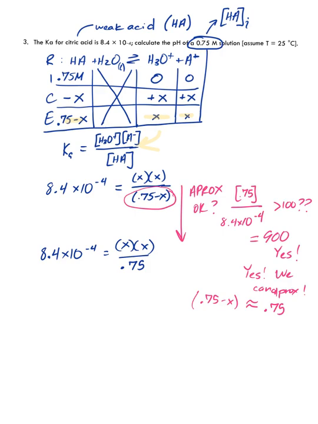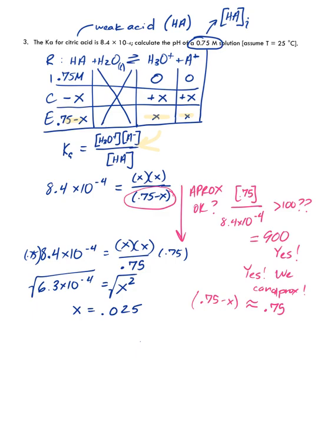So we multiply both sides by 0.75. That's going to give me 6.3 times 10 to the minus 4th on this side. x times x would simply be x squared. We can take the square root of both sides, and that's going to give me x is equal to 0.025.